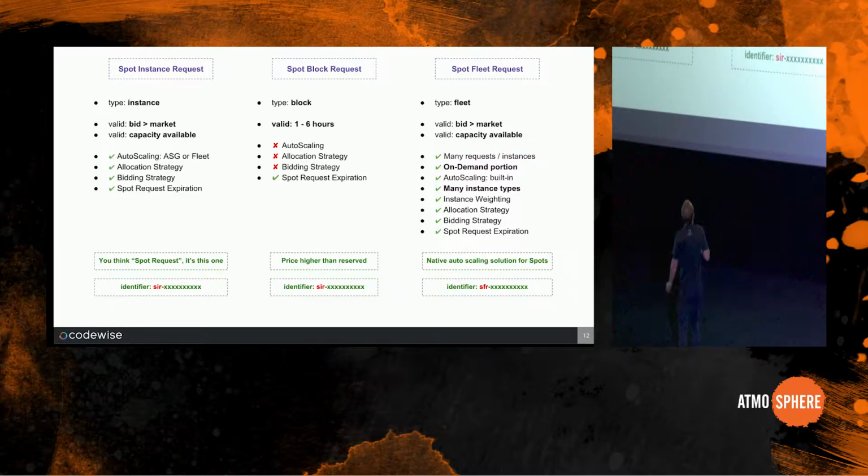The second one is quite tricky because you will not get shut down for 1 to 6 hours. It depends on you. If you have an application which, for example, just needs to compute something for 3 hours, you can try to create a spot block request and define how much time you need. It will be quite a bit more expensive than this one, but you have the guarantee that you will not get shut down before the time has passed.